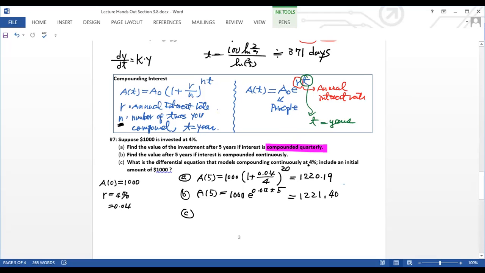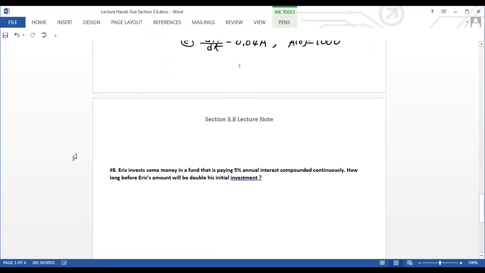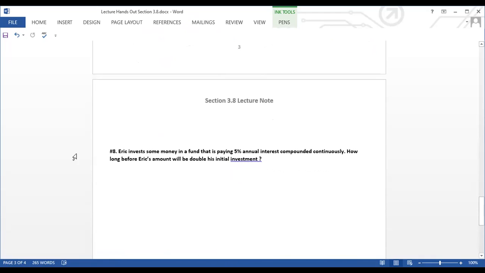So the rate of change is 4%, right? So we know dA/dt is equal to what? It is equal to 0.04 times whatever your initial value, right? And then we know A0 is 1,000. So that matches exactly what we call the natural growth and natural decay here, okay?